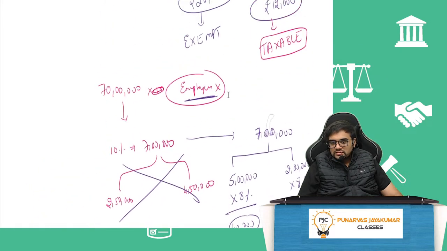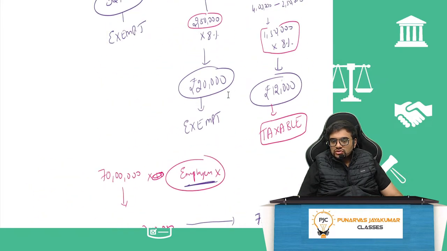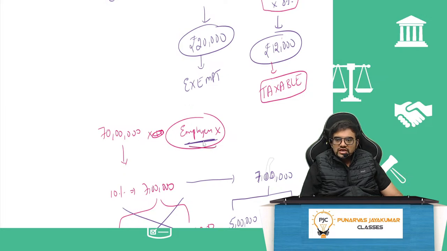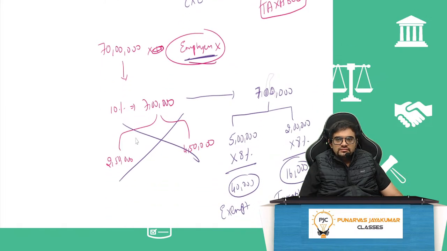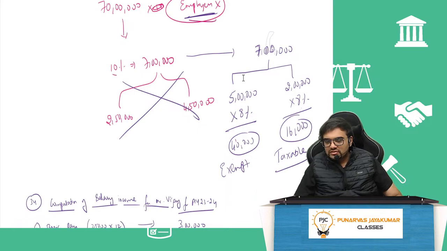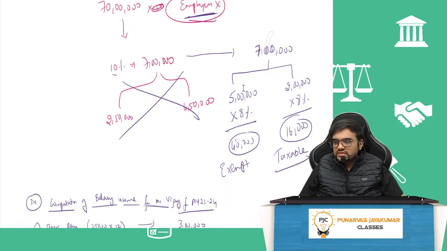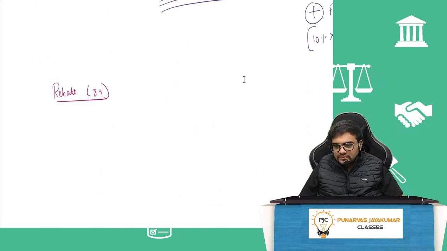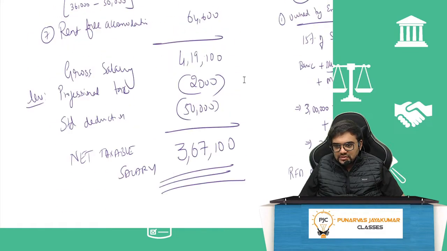12,000 is taxable. On the other hand, if there was no employer contribution and my salary was 70 lakh, 10% was my contribution. What is my contribution? 7 lakh. And as I told you, up to 5 lakh is exempt. More than 5 lakh, how much is it? 2 lakh into 8%, 16,000 rupees. Taxable or not taxable? Taxable. That would be taxable.